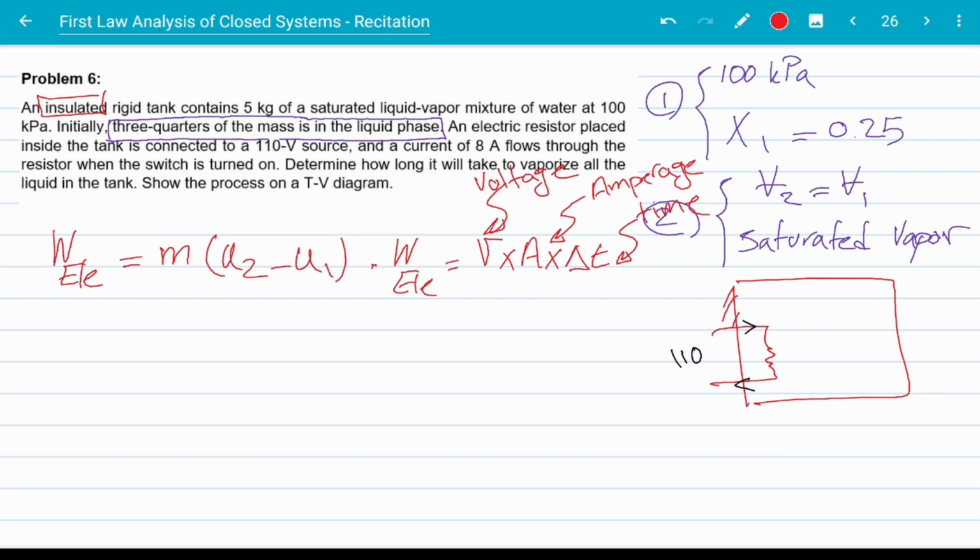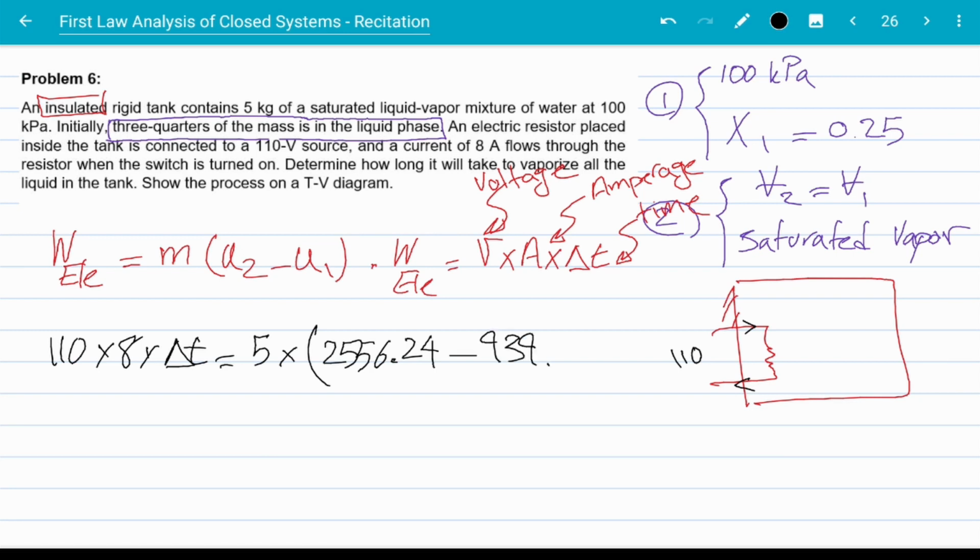So let's plug everything into the equation. So the voltage is 110 volts, amperage is 8 amperes. We are looking for the time, is equal to the mass of our system, which is 5 kilograms, times U2, which we found on the previous page, 2,556.24, minus U1, which is 939.45.